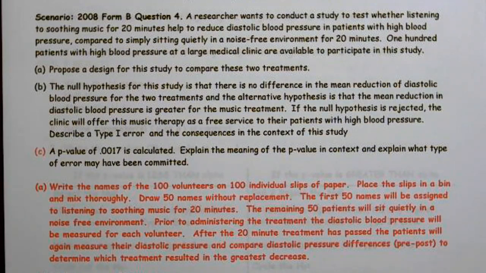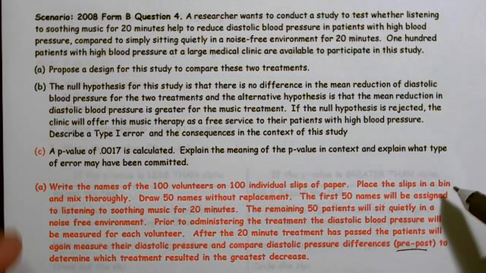Prior to administering the treatment, the diastolic blood pressure will be measured for each volunteer. After the 20-minute treatment has passed, the patients will again have their diastolic pressure measured and compare pressures pre minus post. And you always need to give your order to determine which treatment resulted in the greatest decrease in diastolic blood pressure. And that's what we've done before. And you're like, Stat Sensei, why? This is not about errors. I know it's not, but this is what that problem started with.